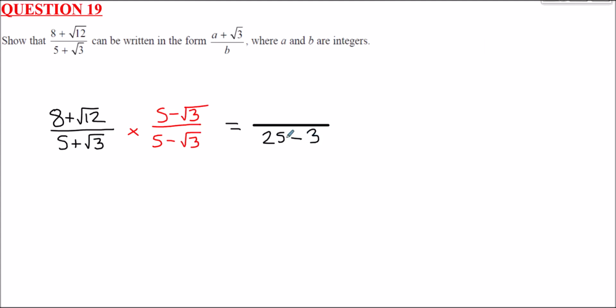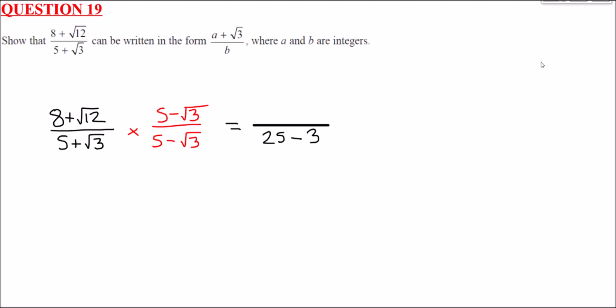Difference of two squares, look it up or ask your teacher. I'm not going to go into it here, but that's the method to use. It saves you lots of time, so learn it and know that method. The top is a bit harder though. So you've got 8 plus root 12 times 5 minus root 3. You could either use FOIL, which I'm not a personal fan of, or the grid method, which I am.